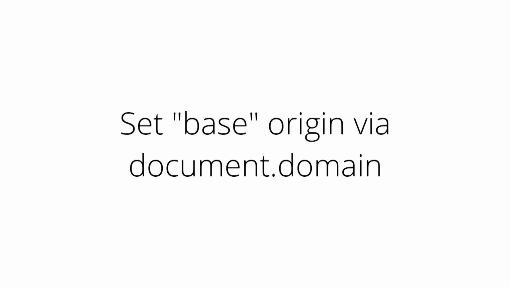And you have techniques like setting a base origin on the document.domain. So if you have twitter.com, it wants to be able to communicate to api.twitter.com inside of an iframe, and they just set document.domain equals twitter.com. Now they're all friends, and they can all communicate nicely.